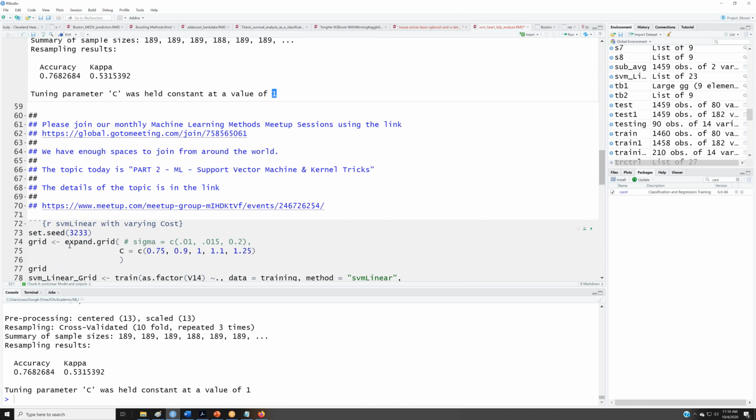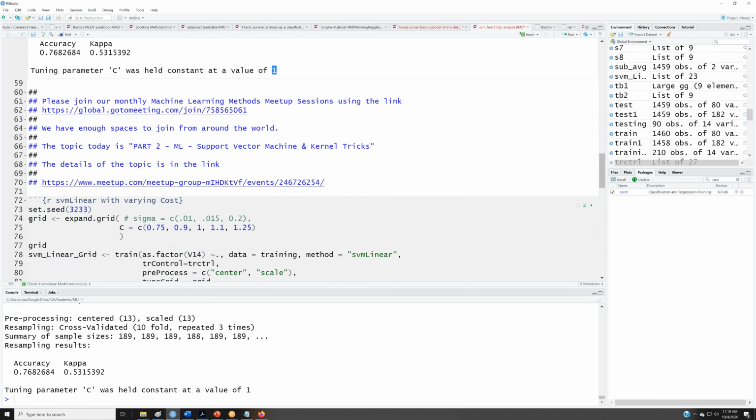But if you want to try with varying cost, here is the loop grid. You are going to set the grid. Are you with me, everybody?